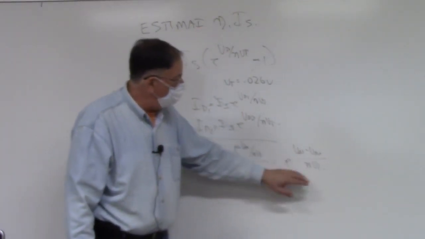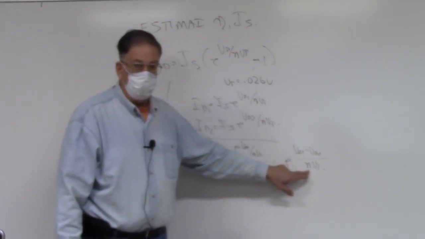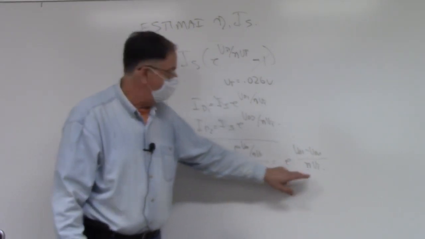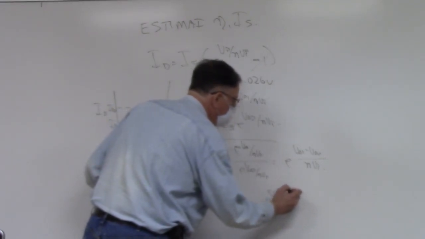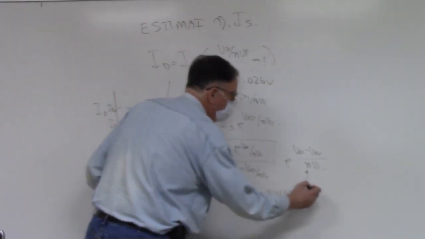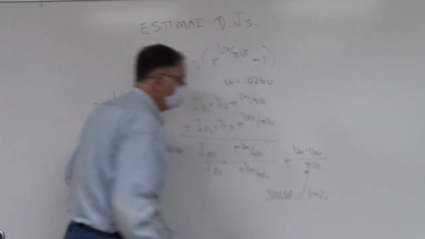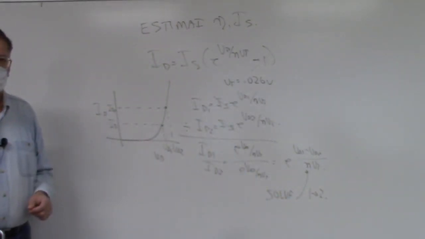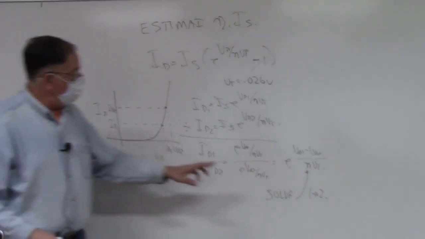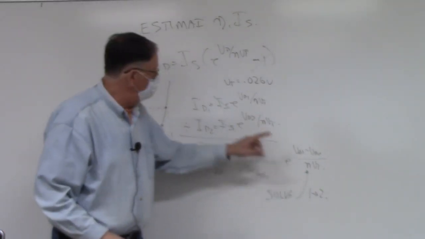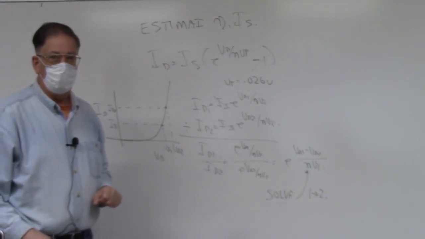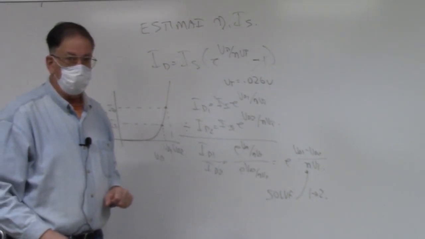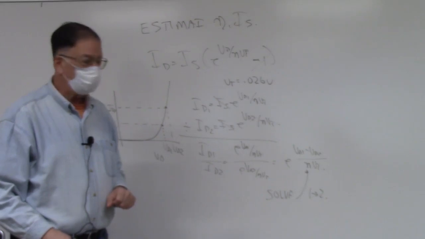That is going to be a number. VD1 and VD2 are numbers. Your only unknown is N. Solve for N, and you should get a value between 1 and 2. Once you have a value for N, you can plug it into either of these equations to solve for I sub s. Easy? I hope so. We'll find out.